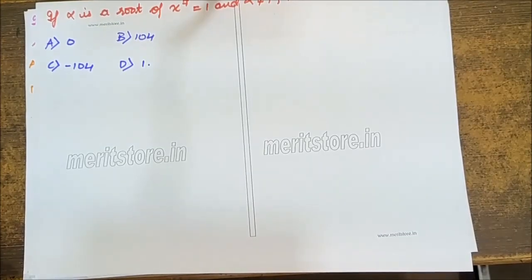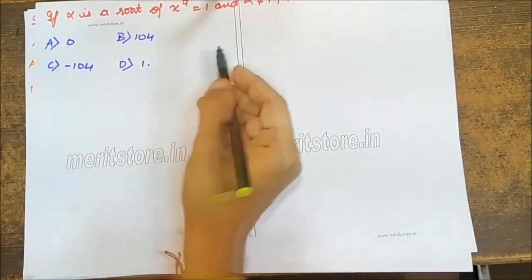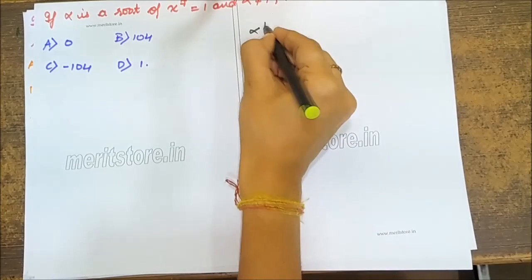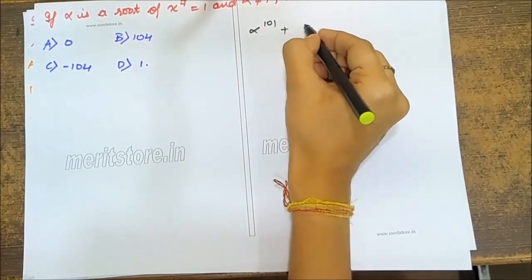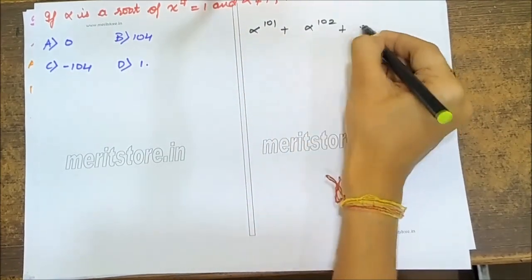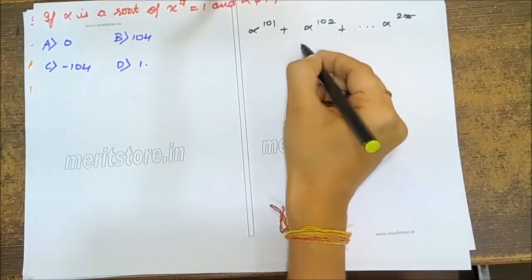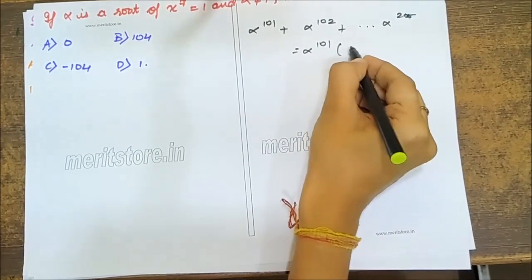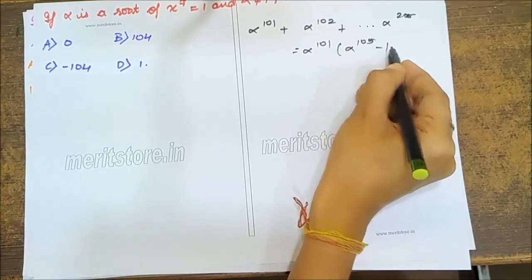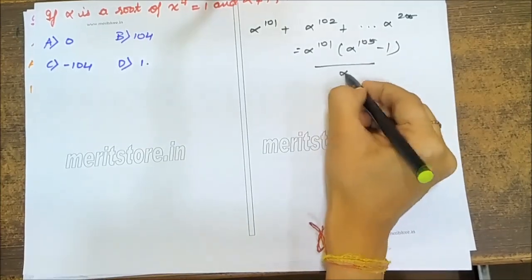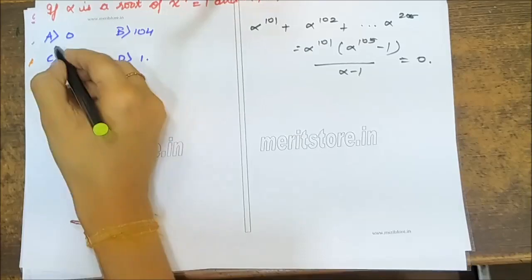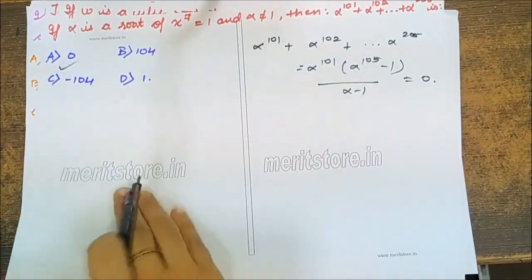If alpha is a root of x raised to 7 minus 1 and is not equal to 1, then alpha raised to 101 plus 102 plus 205, you get as alpha 101 times (alpha 105 minus 1) upon (alpha minus 1), so this is equal to 0.